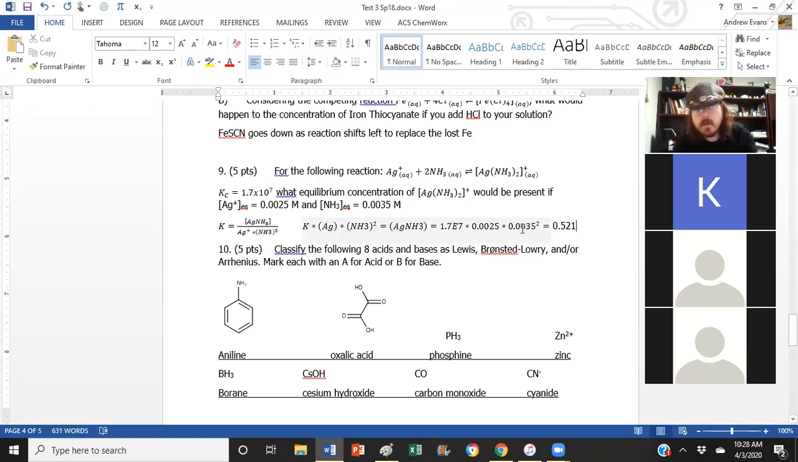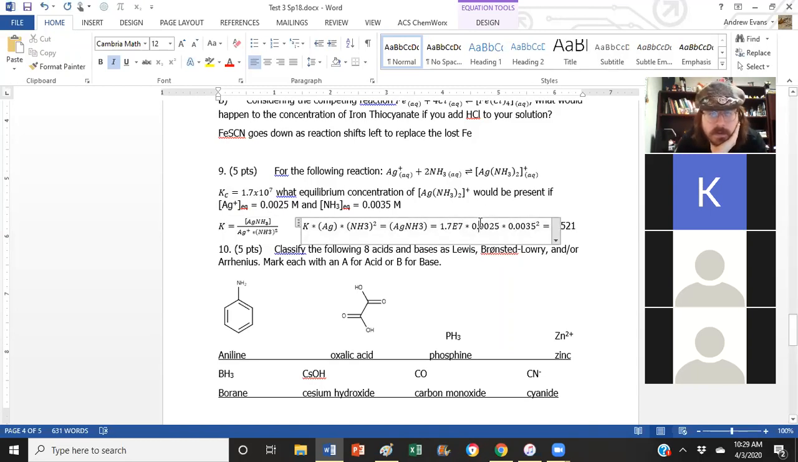Yeah. So it literally becomes, if I have this, and note, how do I know I don't have to do an ICE table? These are the concentrations at equilibrium. What is the equilibrium concentration of this if these are the equilibrium concentrations of that? So no ICE table needed. Nothing complicated. I just get those to the other side and solve for the unknown. So don't overthink that.